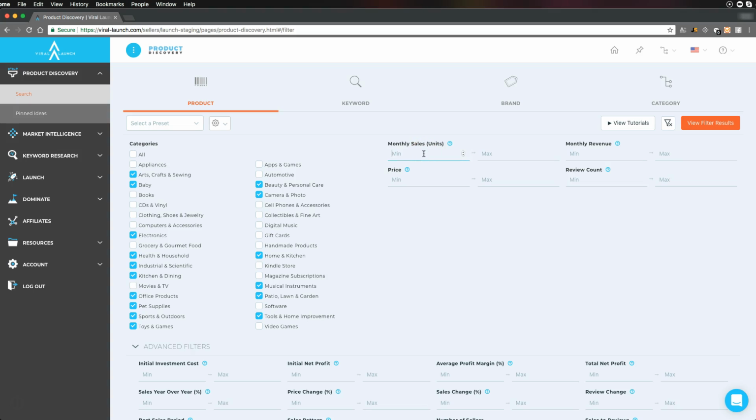We don't want to look at products that sell 2, 3, maybe 10 times a month, right? That's just not enough demand, right? Like I don't want to be looking at products that sell only 5 times a month. Like that's not going to make me any money, right? I want to look at some of the better stuff, right? So I want to look at products that are doing at least 300 units a month.